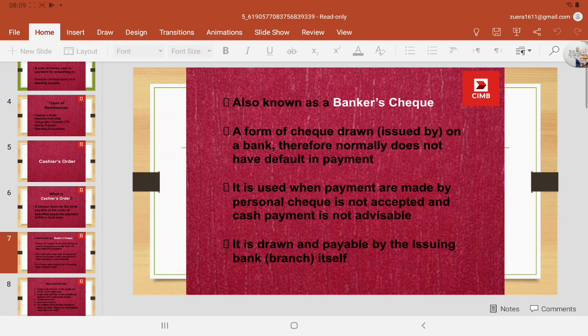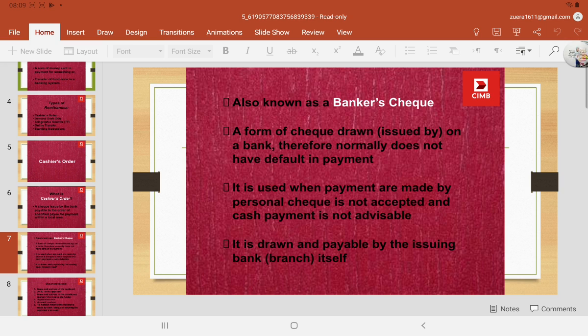So let's say you want to make a payment to a third party for 10,000 ringgit. Maybe it is unsafe for you to bring 10,000 ringgit in cash to make the payment. So you can use this banker's check, which is drawn and payable by the issuing bank or the branch bank itself, and transfer the funds to the third party.